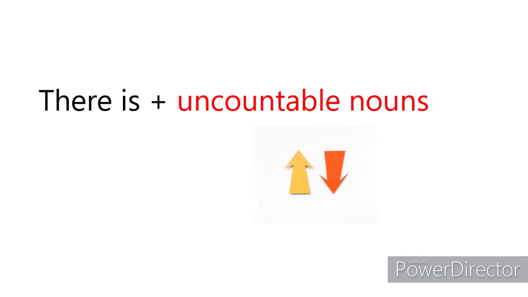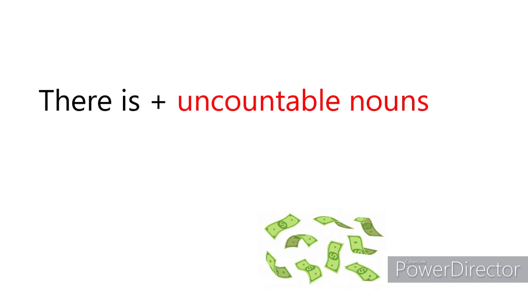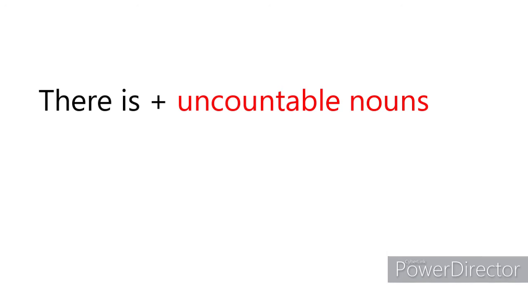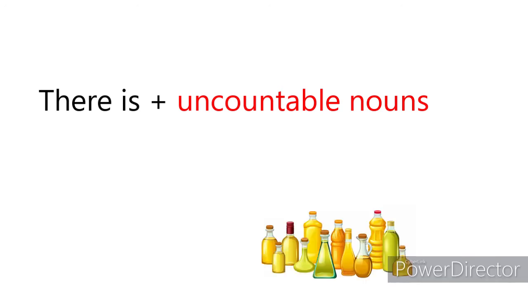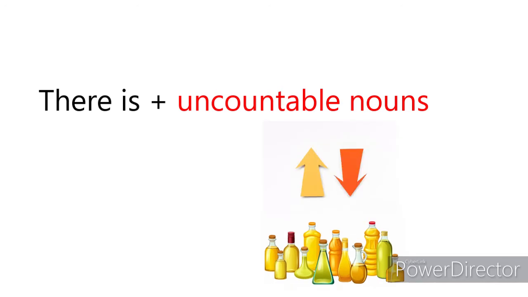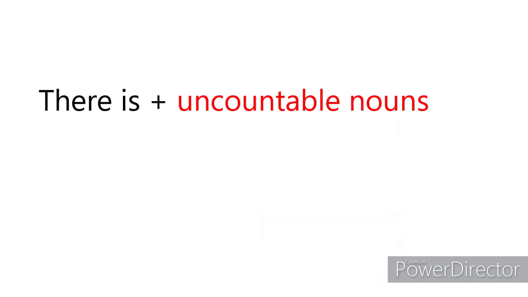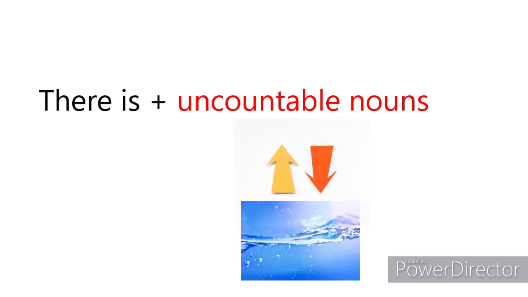For example money. We can't say one money, two money, three money. يعني مثلا نقود لا نستطيع قول واحد نقود، اثنين نقود، ثلاثة نقود. كذلك also liquids for example يعني السوائل. We can't say one oil, two oil, three oil. أو حتى الماء water we can't say واحد ماء، اثنان ماء، ثلاثة ماء.